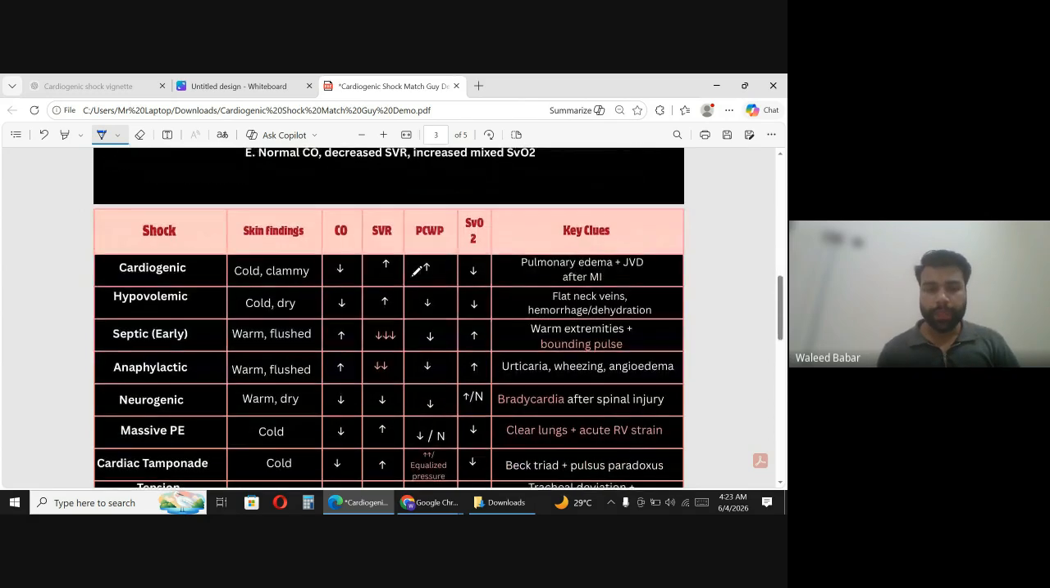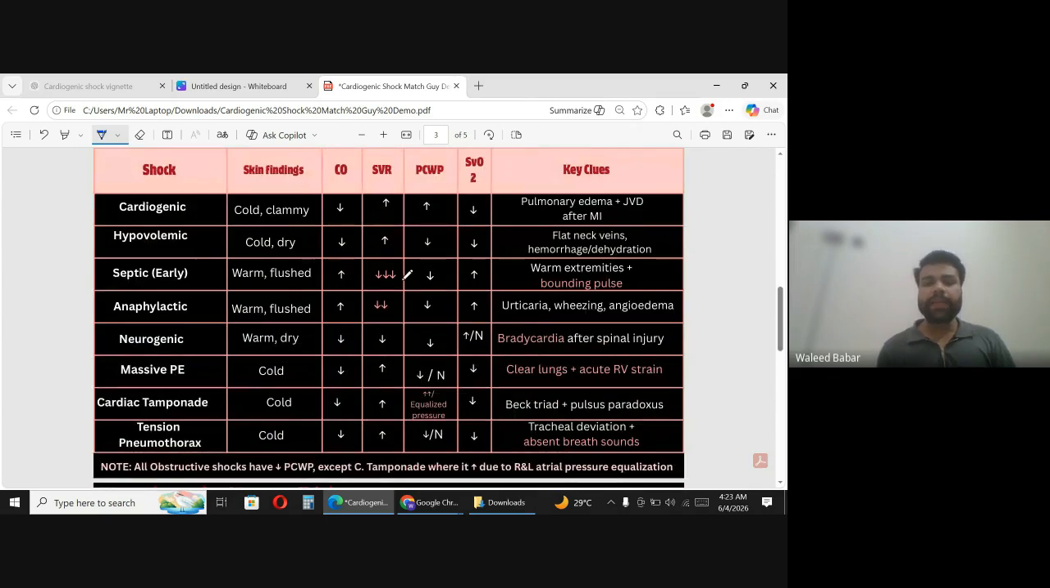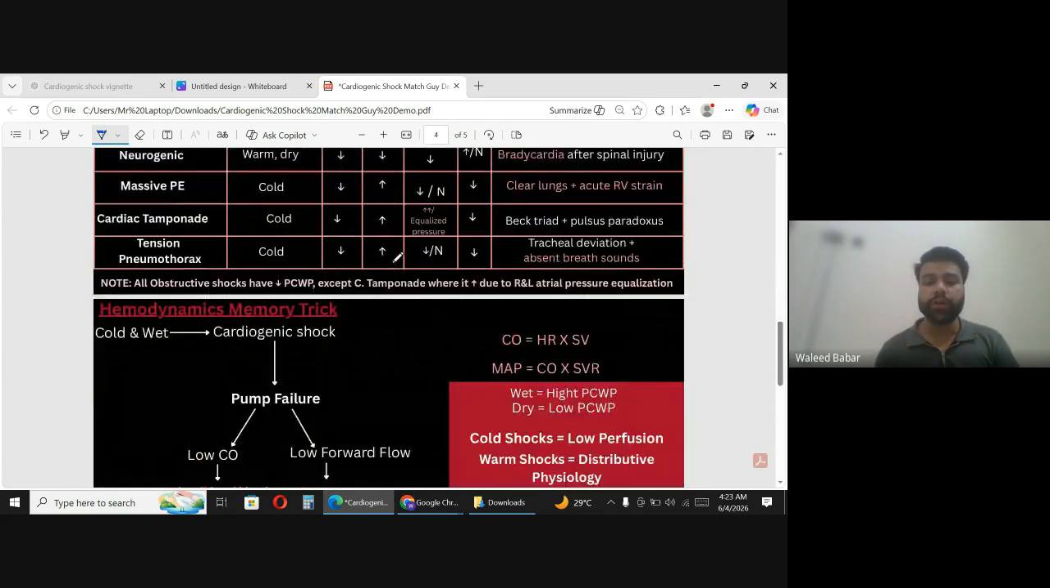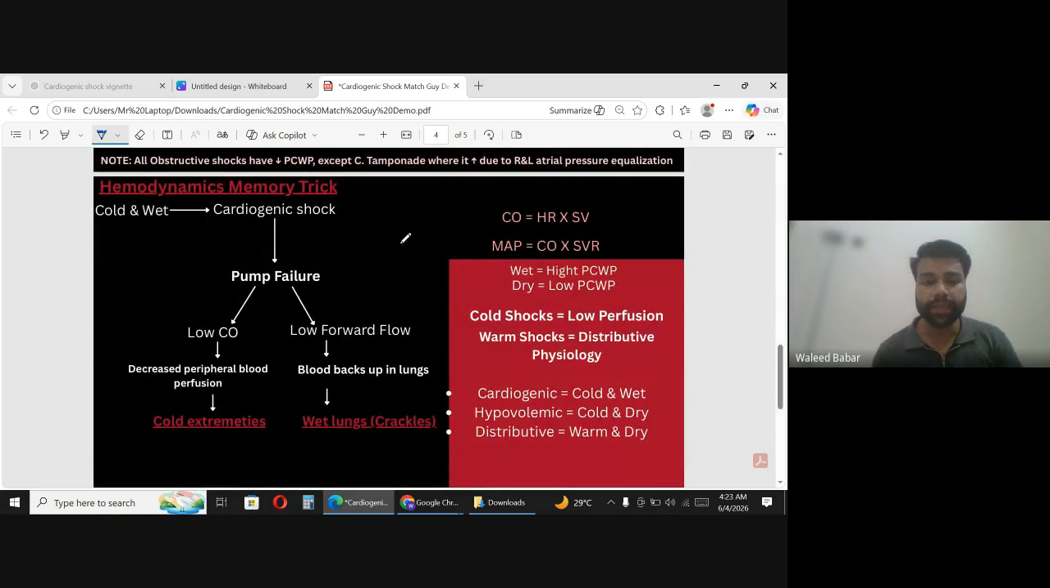NBME actually loves pattern recognition, and if you understand hemodynamics instead of isolated concepts, these questions are going to be very easy for you. So actually in cardiogenic shock, what's the main problem? What's causing decreased cardiac output? So let's delineate this process: the main problem in cardiogenic shock is pump failure.